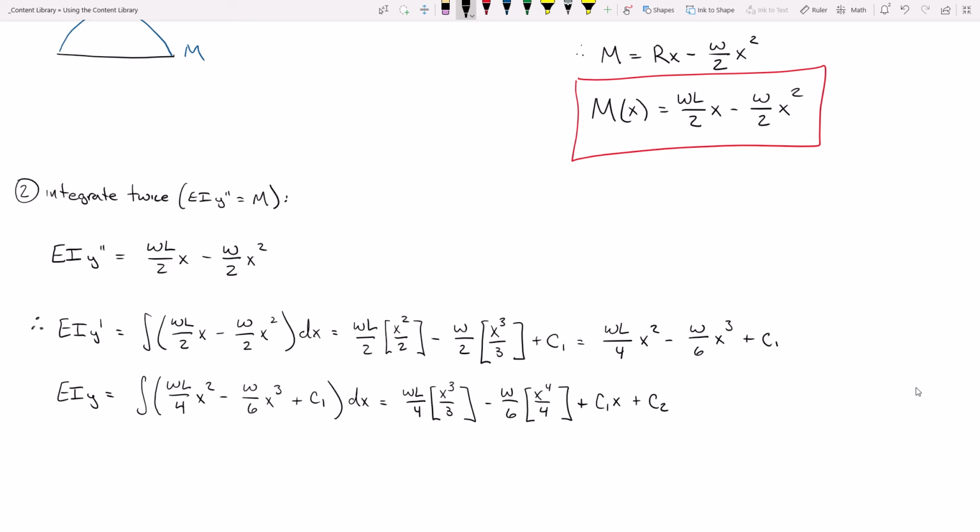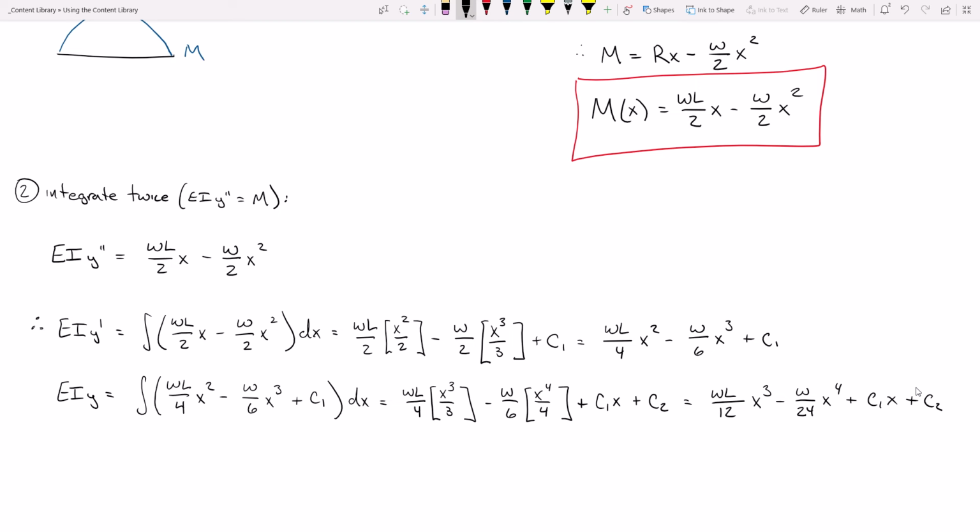So boom, this is our function for deflection, right? Let me pretty it up a little bit. So this is WL over 12 x cubed minus W over 24 x to the fourth plus C1x plus C2. So good? Okay.